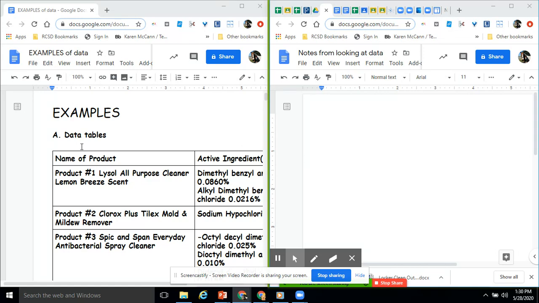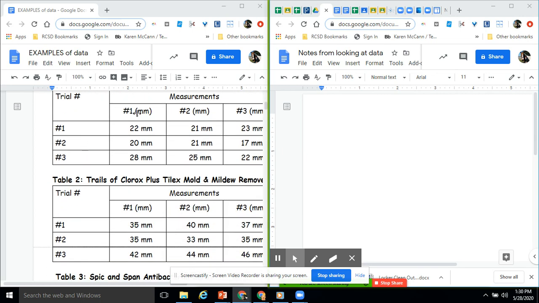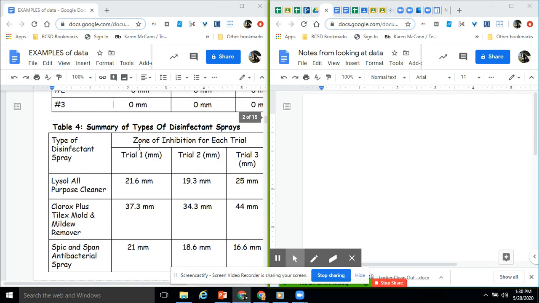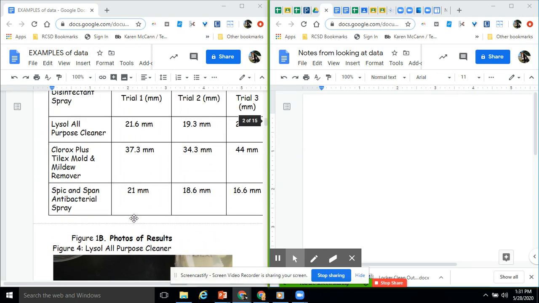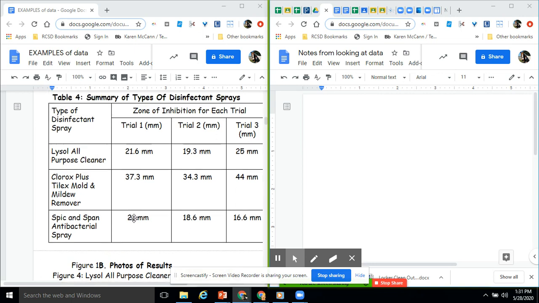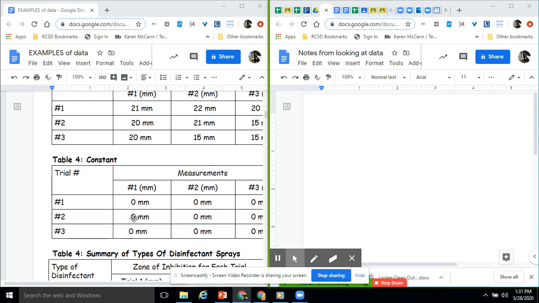Your data is going to include both the numbers for the zone of inhibition that you measured, and it's also going to be the pictures. In this particular experiment, the pictures can actually tell you a lot of information as well. You do not want to just look at the numbers and not look at those pictures. So this is an example from a past year that nobody chose to do for their experiment.